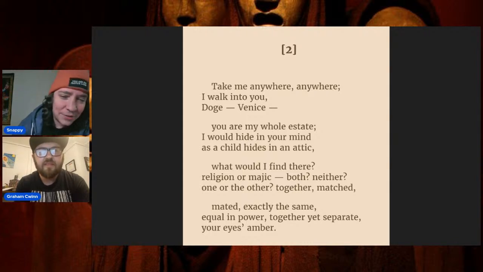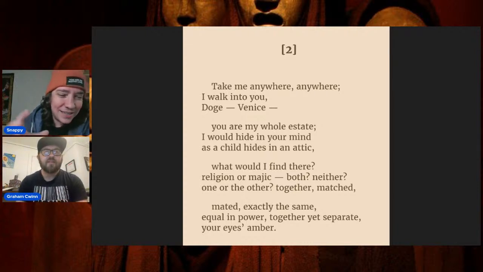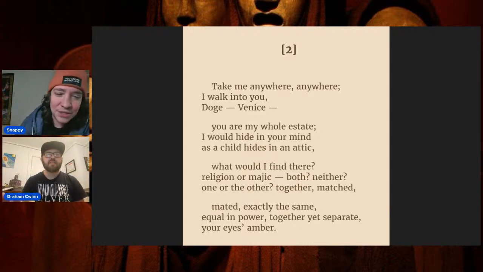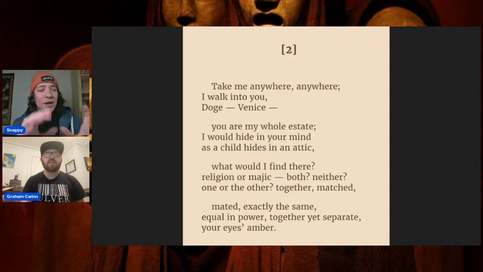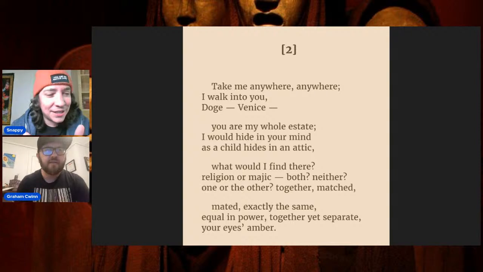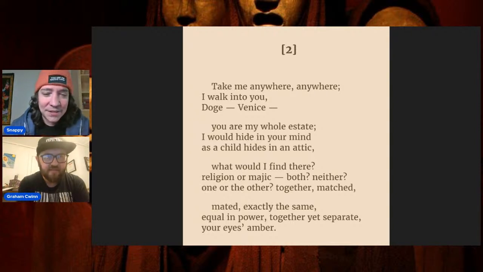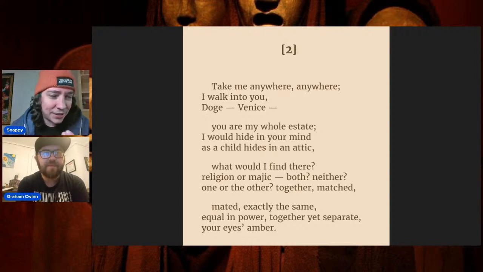"And what would I find, religion or magic?" And I wanted to point out, right? She's before Crowley, you know? She's not really into that occult scene, but she's doing the same thing that Crowley does, where Crowley changes the spelling of magic to differentiate it from stage magic. So she's doing the same thing by spelling it with a J. She's talking about that higher magic that we're interested in, you know, spiritual, magical creation.